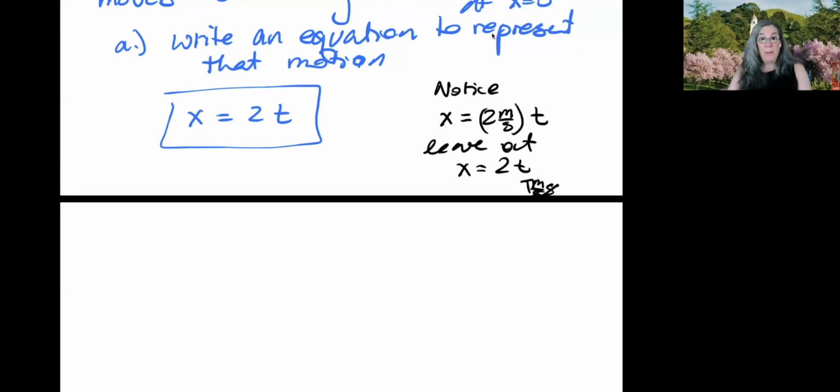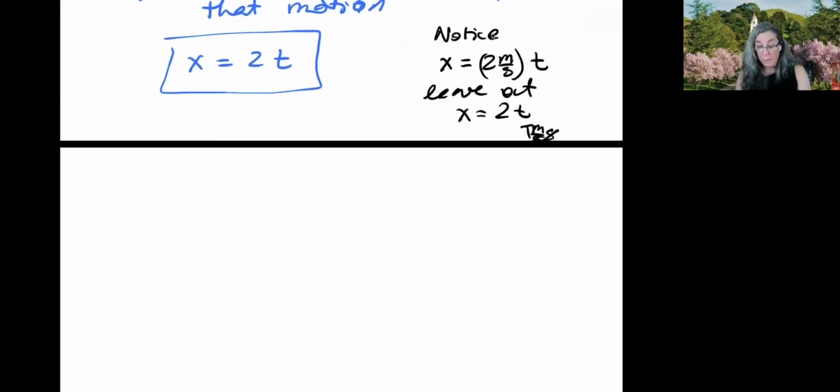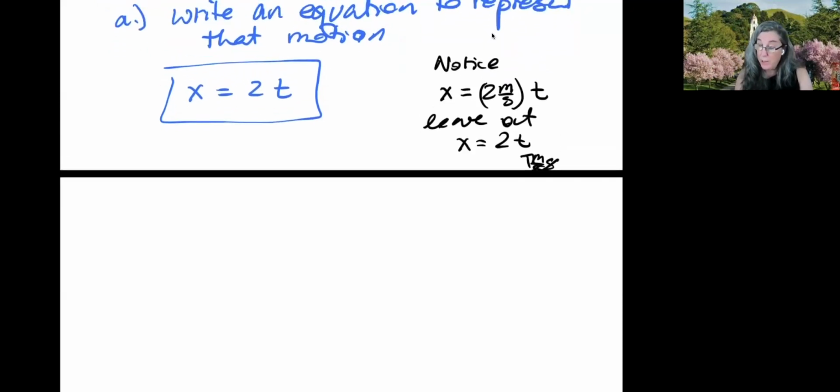I mentioned you might also recognize that's the point slope form of a line, y equals mx plus b, except of course in physics I'm putting x where the y is and t where the x is, which is relevant to my next step, which is to graph that. So for part B, let's just make a graph of that. You can make points if you want to.